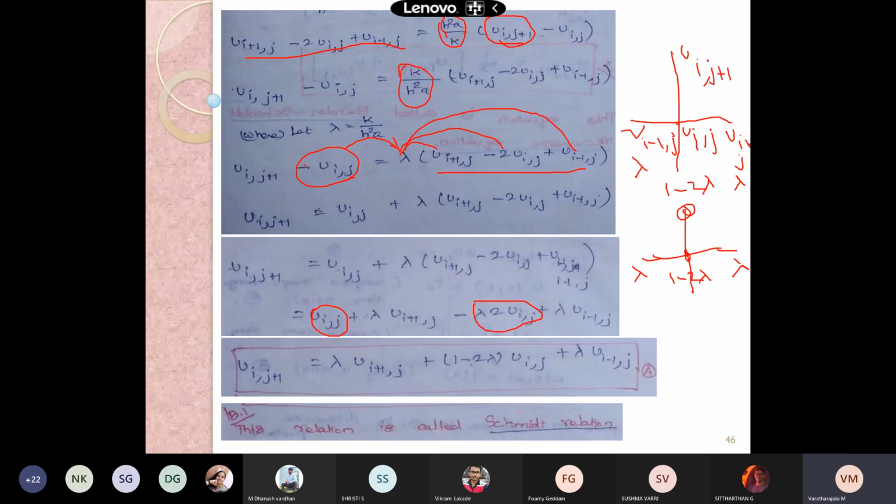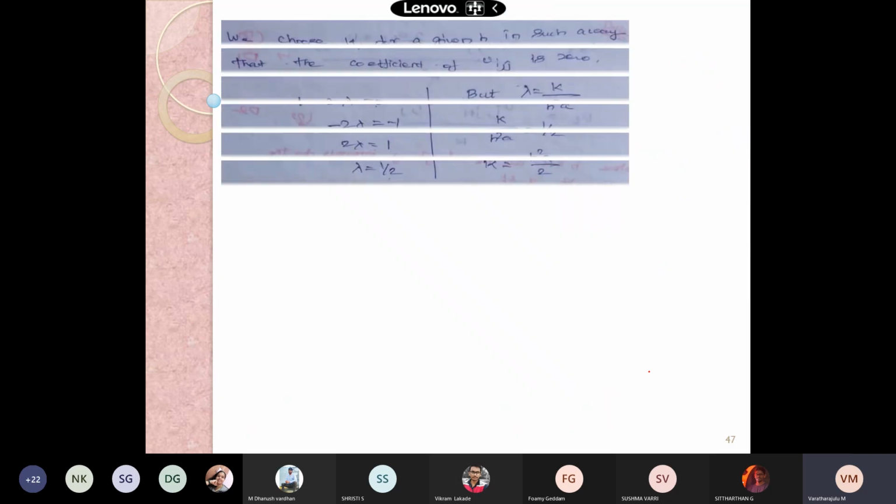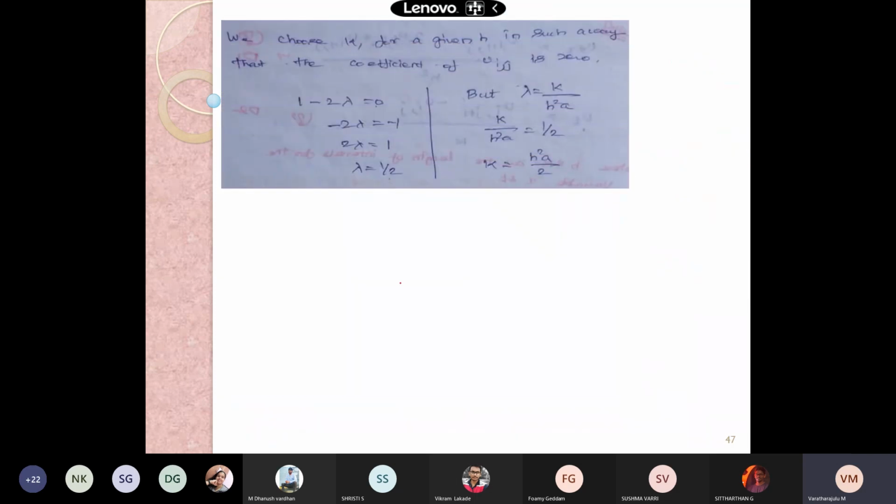Further, we need to know about the Bender schema. Let this equation be equation A. See, we choose k for the given h in such a way that the coefficient of u(i, j) is 0. When we have the, see here, there are some other possibilities.